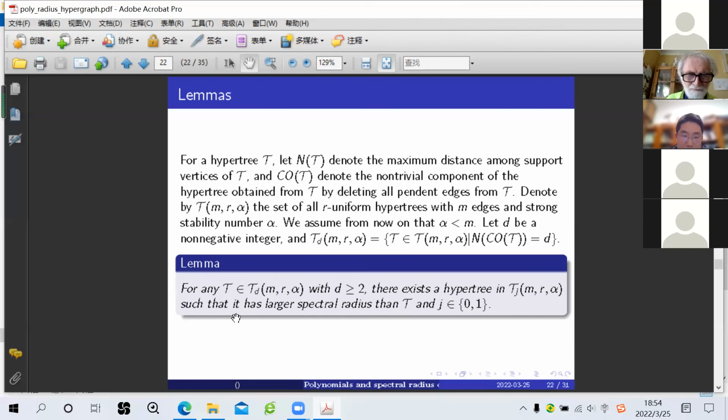One of our key lemmas is this. For any hypertree set T associated with integer d, d is greater than or equal to 2, then there is a hypertree in this set associated with j is 0 or 1. There exists a hypertree in this set such that it has larger spectral radius than any hypertree in this set T.